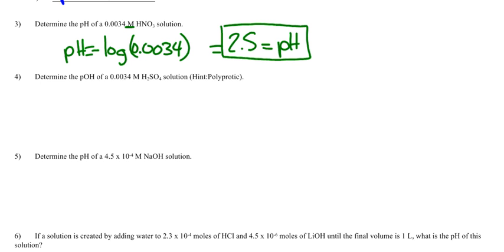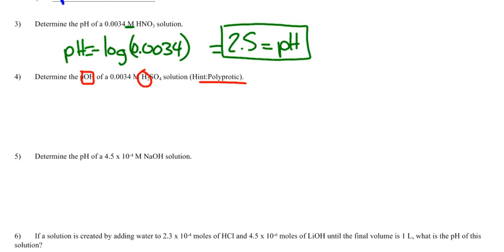Now the next one asks me to determine the pOH of a 0.0034 molar sulfuric acid solution. And it's a hint. This one is polyprotic. Polyprotic means that it can donate more than one hydrogen ion. So in this case, it's actually going to donate 2.